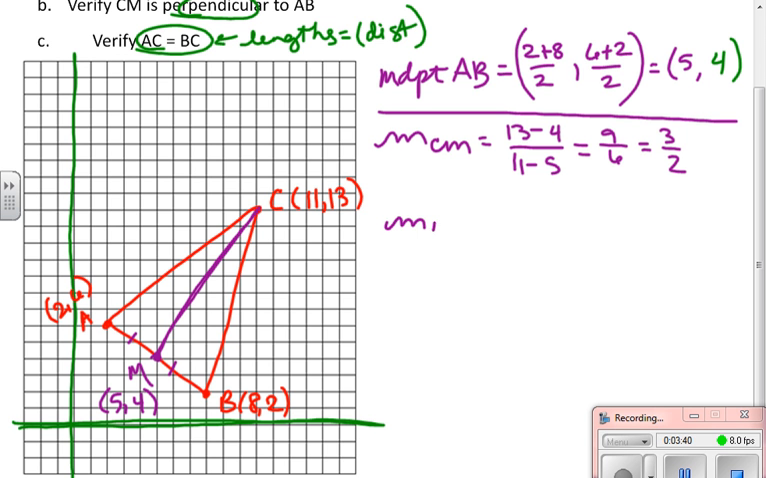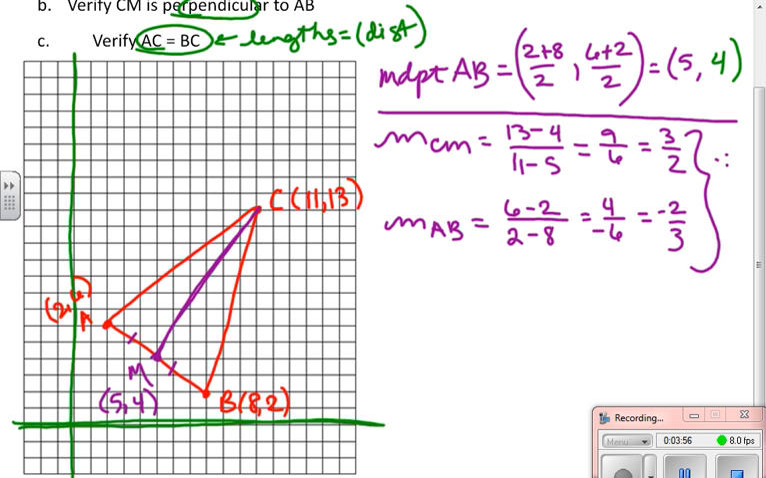My slope of AB is 6 minus 2 over 2 minus 8, which is 4 over negative 6, which is negative 2/3. What can I conclude? Therefore, perpendicular, because slopes are opposite reciprocals. So I've shown that work.